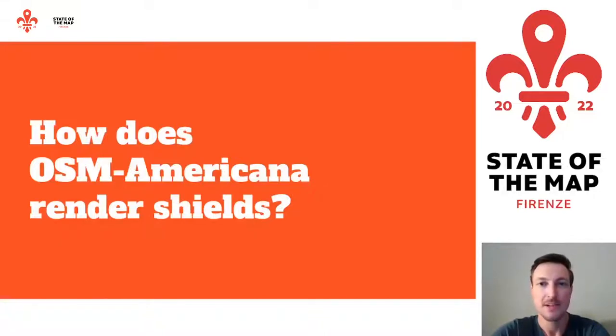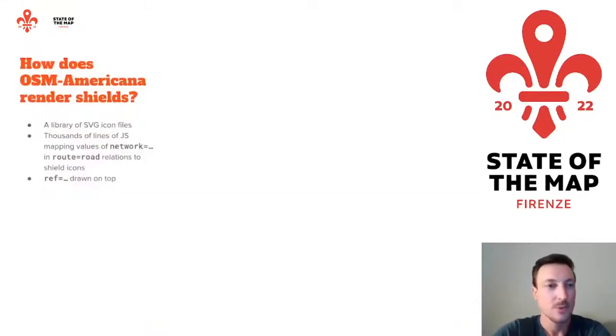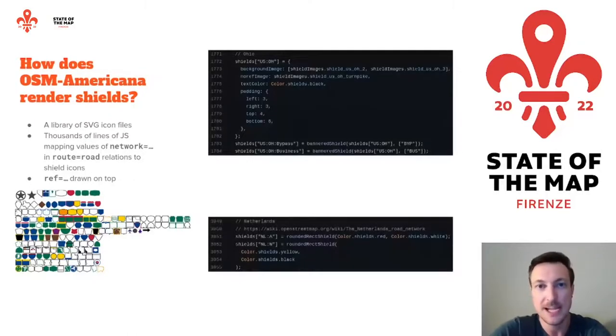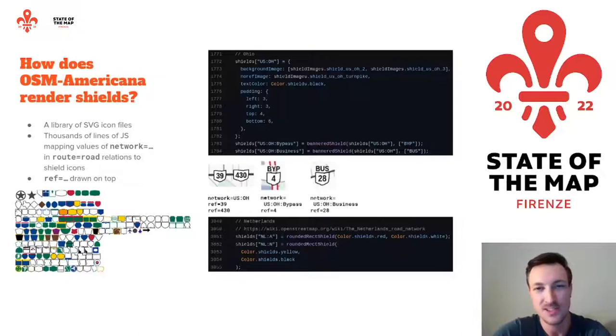So how are we doing this in Americana? We have an ever-growing library of SVG icons, thousands of lines of JavaScript mapping OSM tags to the icons, and the example on top is for Ohio State routes. We pick two background images with different widths and draw the ref on top based on how many characters are in it.